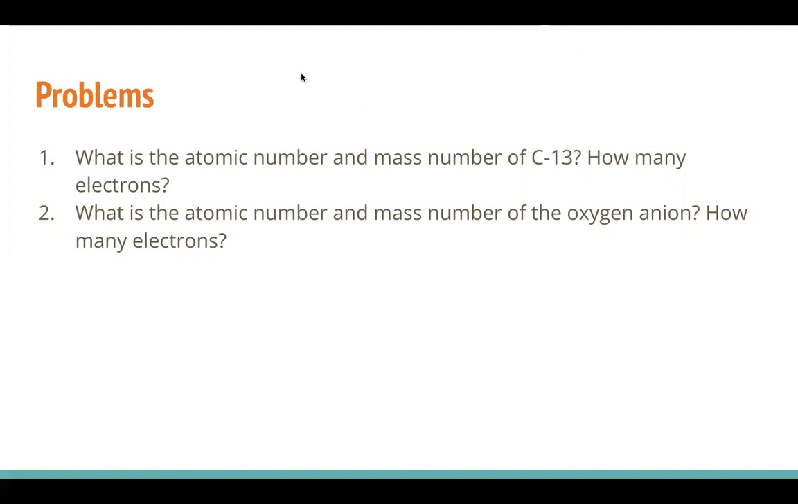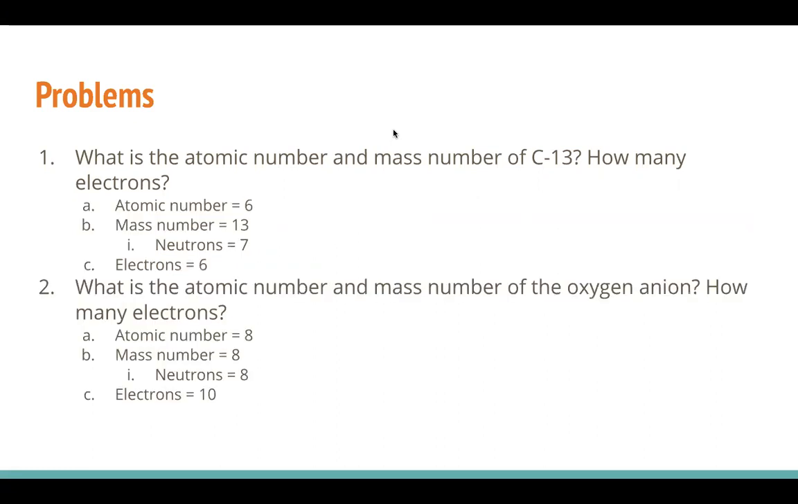Okay. So Faith gave her answer, and yeah, you're right. For question 1, the atomic number is 6 because carbon has 6 protons, and the mass number is 13 because it has 6 protons and 7 neutrons. The number of electrons is 6 because it's a neutral element. Great job, Faith.